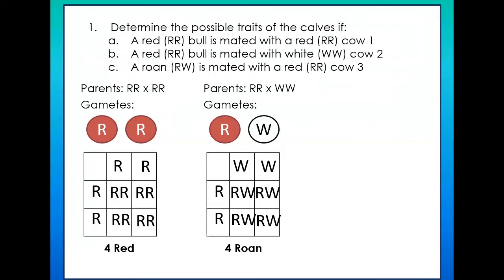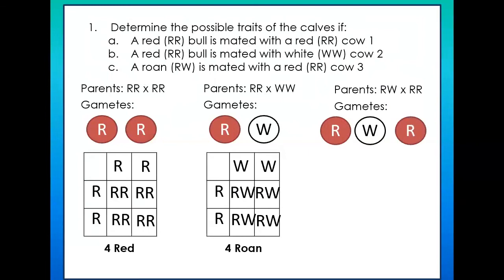Now for letter C, the parents have these genotypes: R, capital W, crossed to your homozygous red. So a red cow mated with a roan. For the gametes, the heterozygous roan has capital R and capital W. There are two gametes, capital R and capital W. For red, only one, capital R.